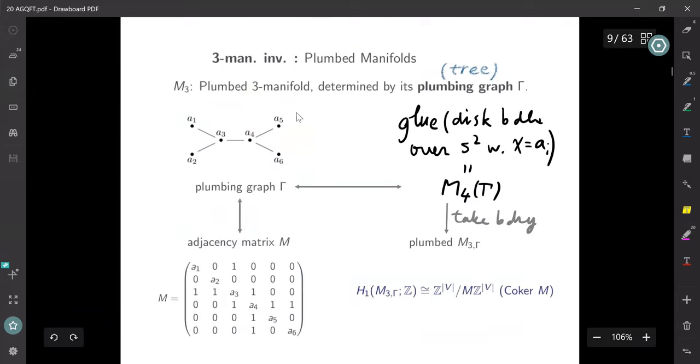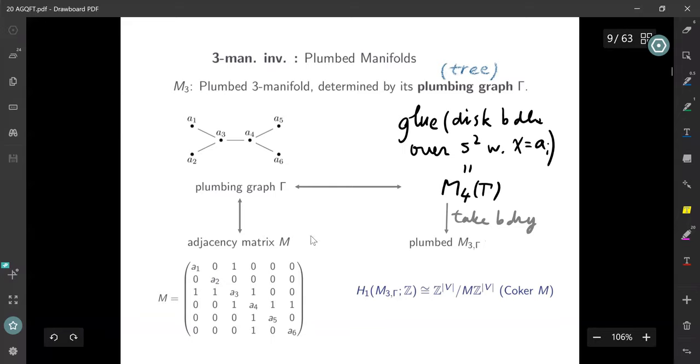So what are these plumbed manifolds? Well, the data defining a plumbed manifold is a weighted graph. It's called a plumbing graph in this context. And here we will be restricting to graphs that are trees, so there are no loops. The weighted graph means that associated to each vertex there is also an integer, which could be positive or negative.